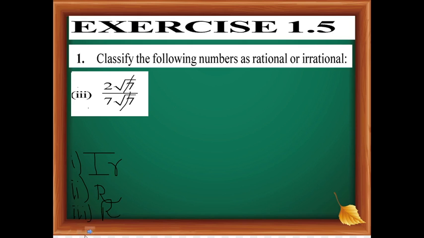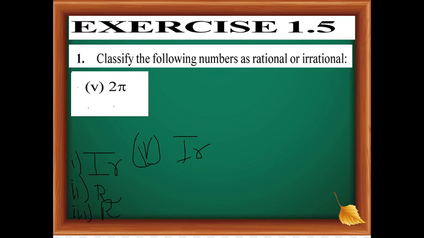Let me erase this. Okay. So 1 by root 2 is an irrational number because the quotient of a rational and an irrational number will be an irrational number. The fourth one is an irrational number.